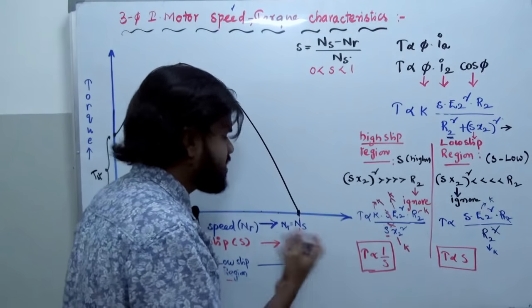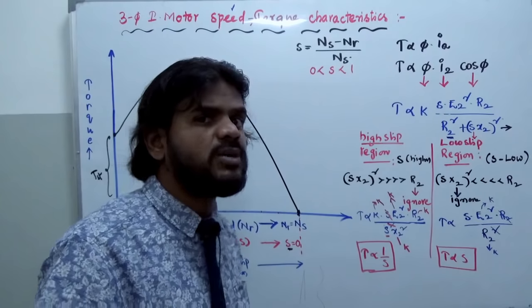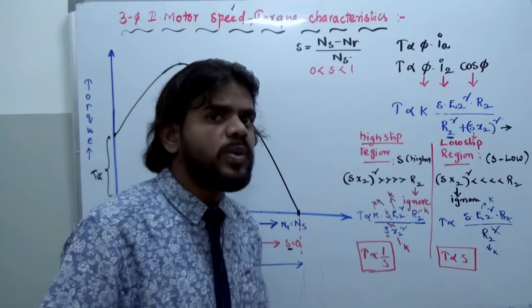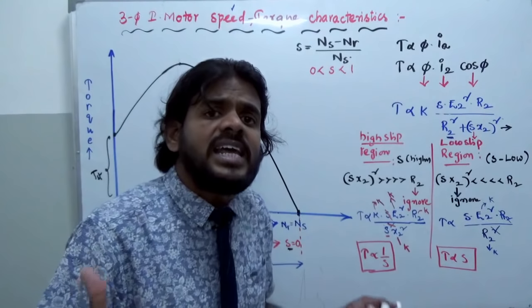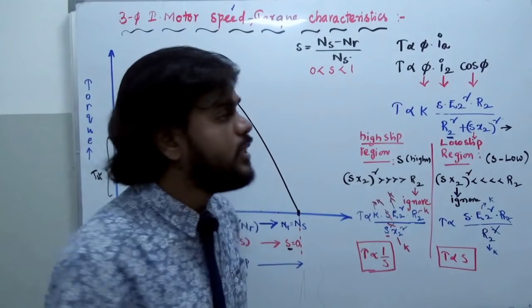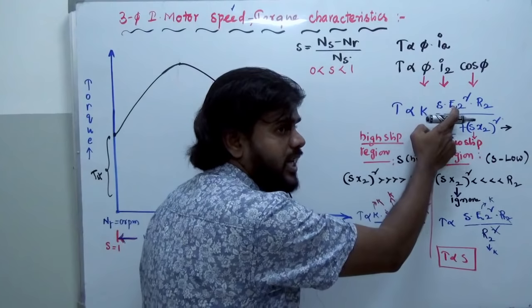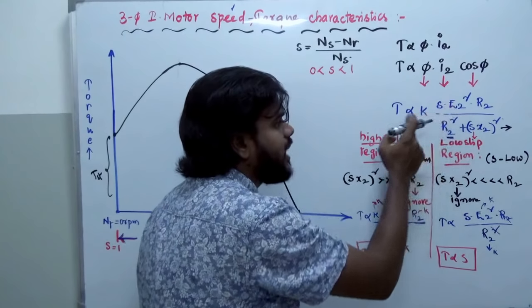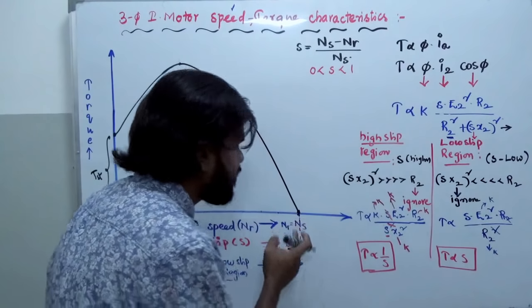Or you can say when the rotor speed is equal to the stator flux speed, there will not be any flux cut. When there is no flux cut, there will not be any EMF induced in the rotor. So when there is no EMF in the rotor, E2 will be considered as zero, and thereby the torque will be zero. No torque.